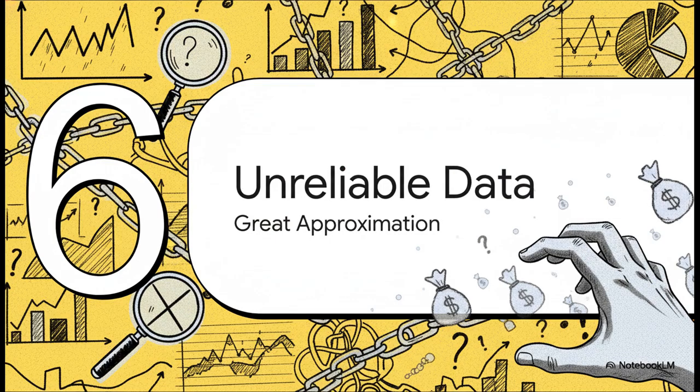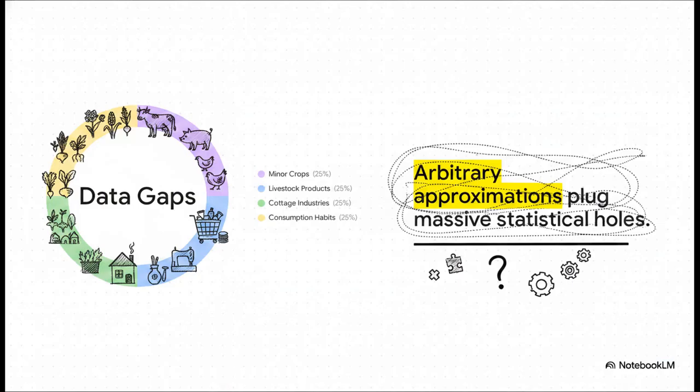Inadequate and unreliable data. The Great Statistical Approximation. This is the overarching shadow that plagues the entire system, despite our absolute best efforts to catch everything. Reality is, we have massive systemic data gaps. We completely lack exact figures for minor crops, vast amounts of livestock products, and those small-scale cottage industries operating literally out of people's living rooms. They are practically invisible to us.